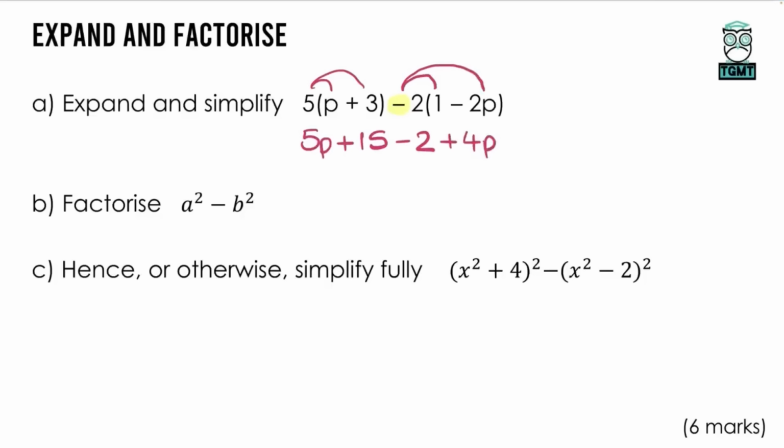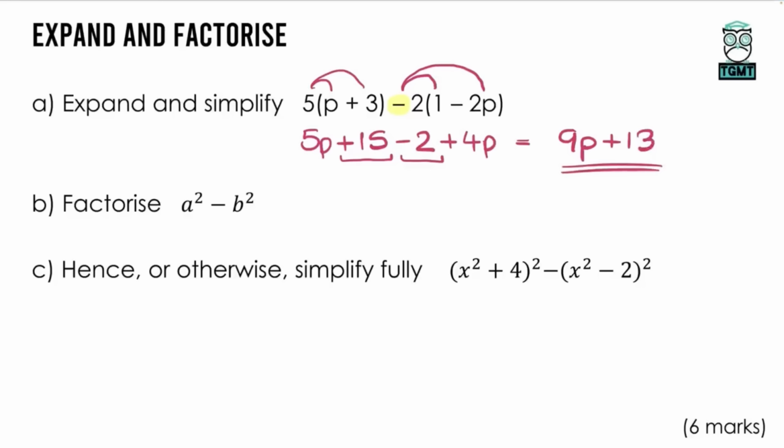And now we can collect those like terms together. So we have 5p, add 4p. So in total, we are going to have 9p. And then we also have the 15 here. Take away 2, which leaves us with 13. So that's plus 13 in total. And there we go, we get 9p plus 13.